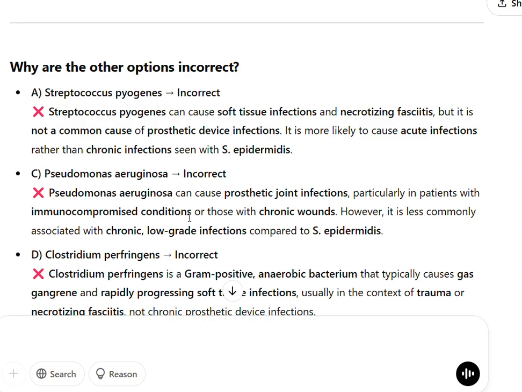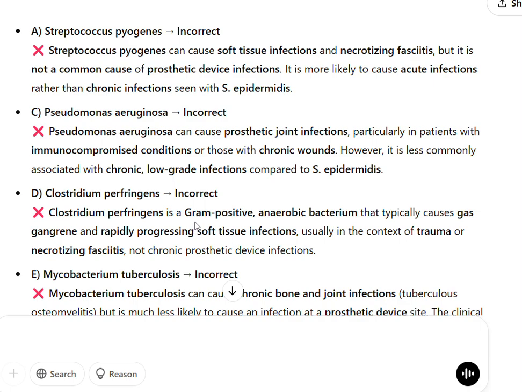E. Mycobacterium tuberculosis. Incorrect. Mycobacterium tuberculosis can cause chronic bone and joint infections, tuberculous osteomyelitis, but is much less likely to cause an infection at a prosthetic device site. The clinical presentation would also be more insidious and involve systemic constitutional symptoms: fever, night sweats, weight loss.